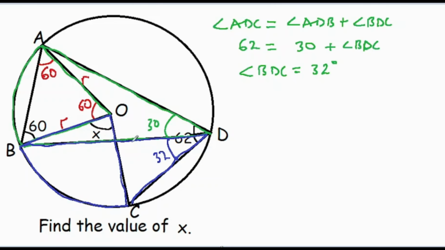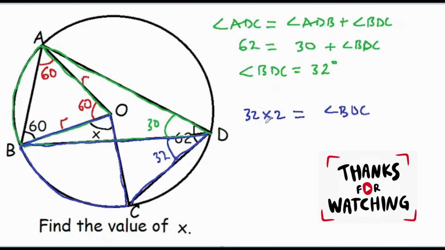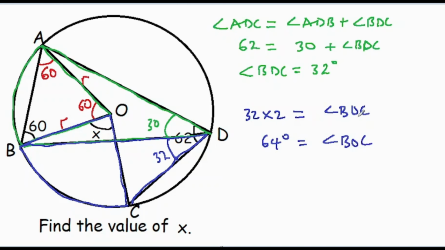Interesting. What does the theorem state? The theorem states that twice the angle at the circumference, so the angle at the circumference is 32, twice the angle at the circumference is equal to what? The angle at the center, BOC. That's angle BOC, and this is going to be 64 degrees. So therefore, angle BOC is 64 degrees.